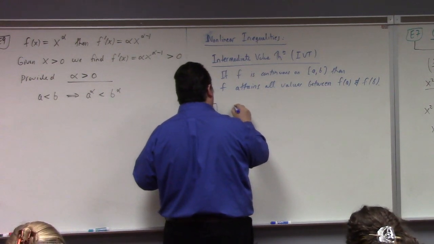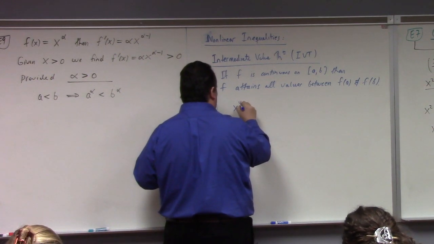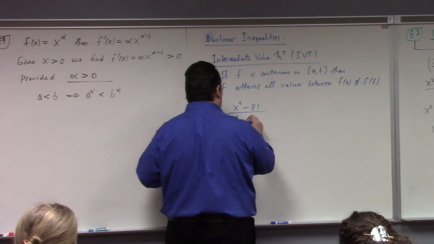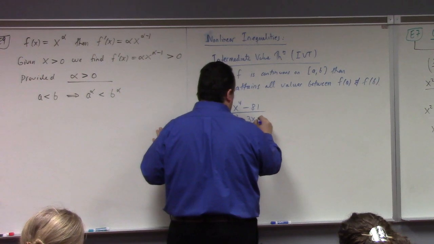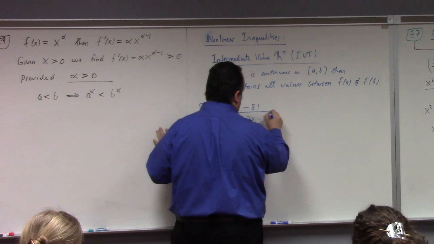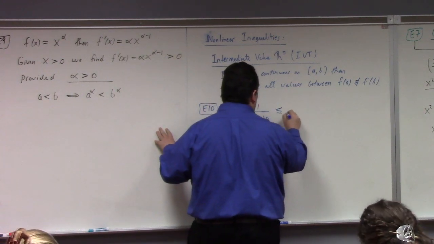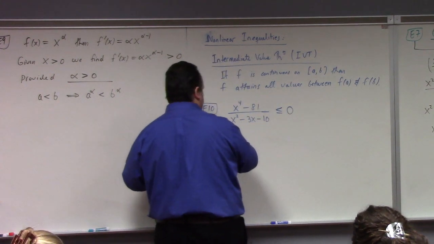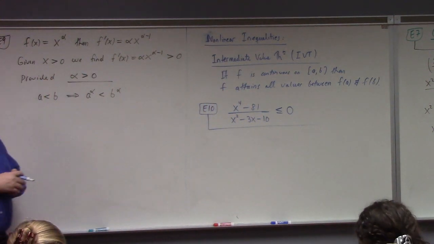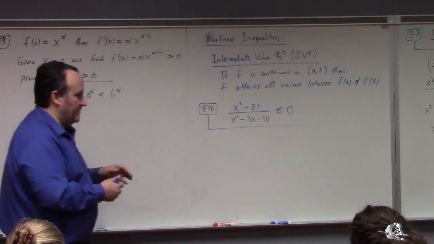Suppose we want to solve the inequality x to the fourth minus 81 over x squared minus 3x minus, I don't know, 10, less than or equal to 0. How do you solve such an inequality? So the way to do it is to factor to start with.